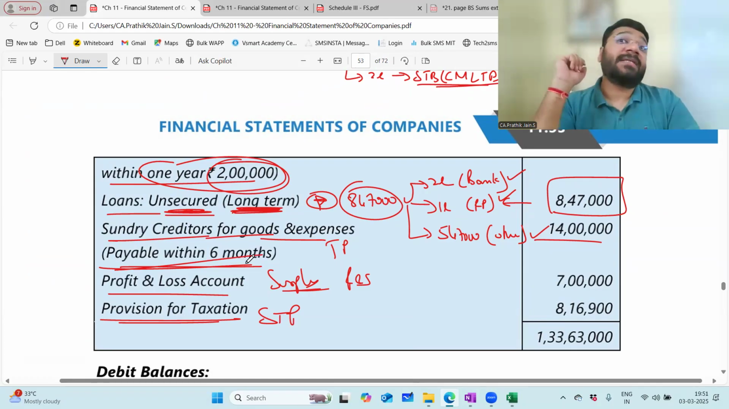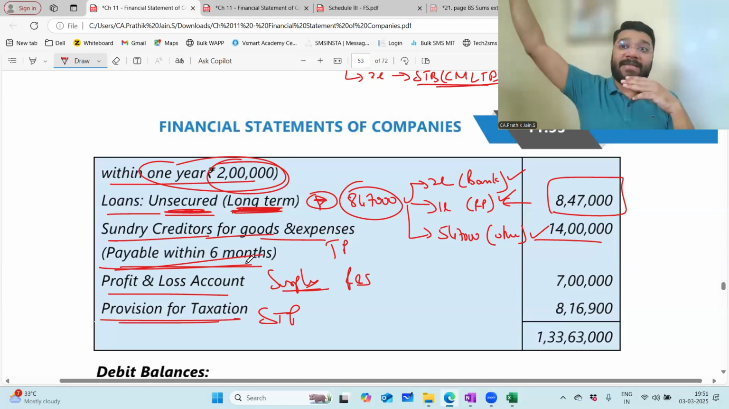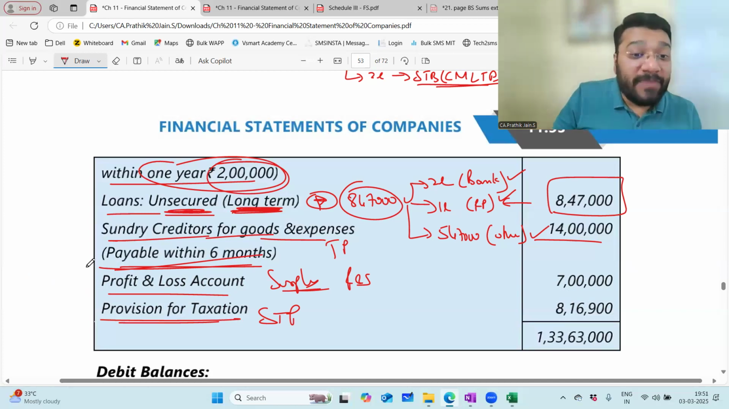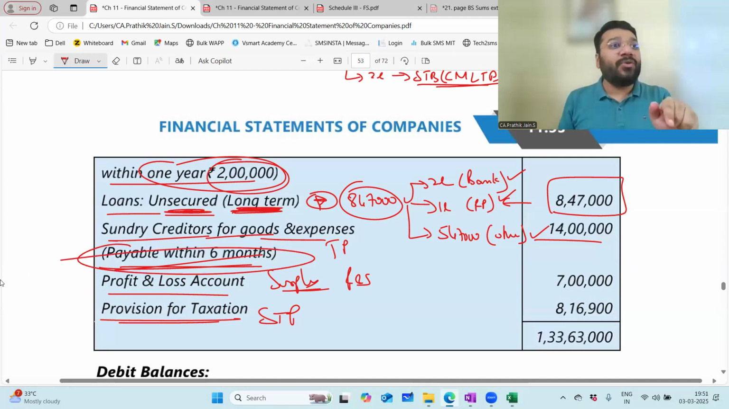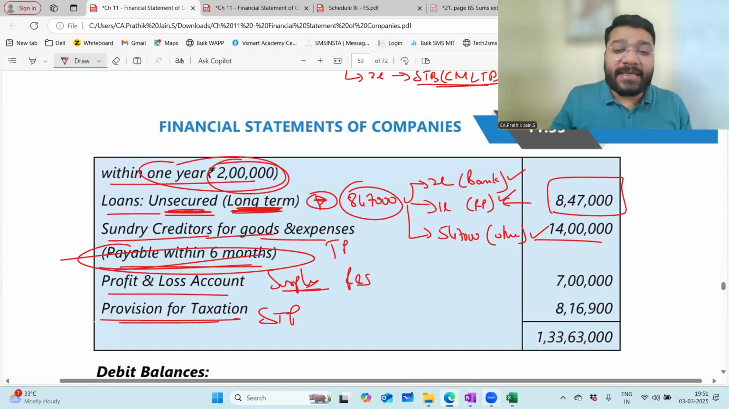See, payable within 6 months. They didn't say that 6 months have gone by from the due date. Please understand the difference. When I say aging, what does it mean? The due date has come, you did not pay the money on the due date, and you delayed it by 6 months. Here they're telling payable within 6 months. So these are payables for which the due date has not yet come. It will come only in 6 months. So for this, aging is not required.